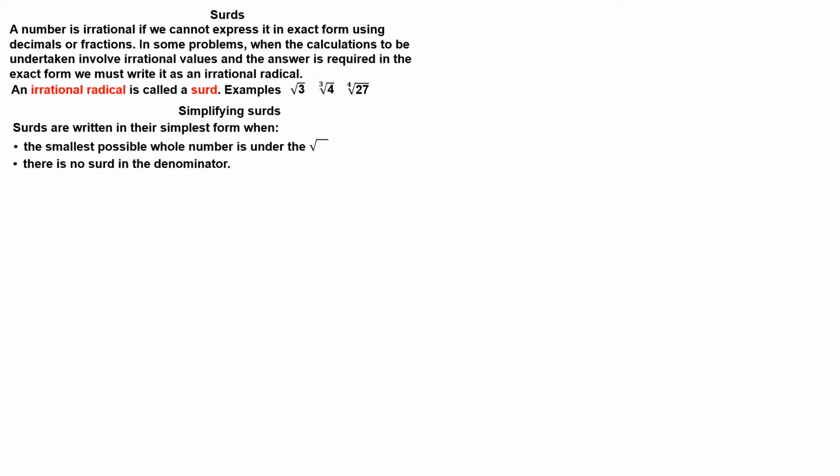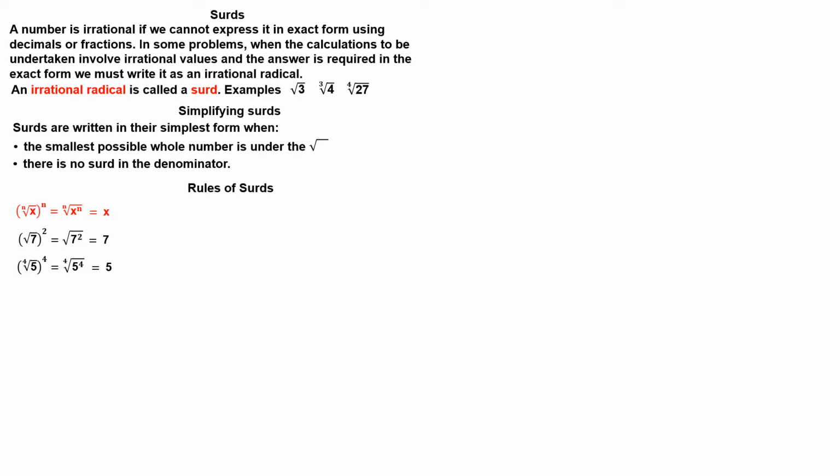Essentially, there are three fundamental rules in surds. Rules of surds. The nth root of x raised to the power of n is equal to x. The square root of 7 raised to the power of 2 is equal to 7. The fourth root of 5 raised to the power of 4 is equal to 5.